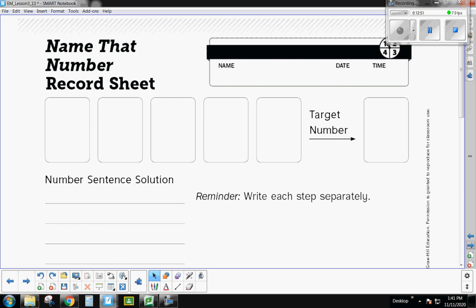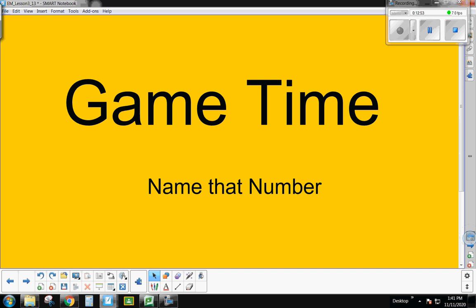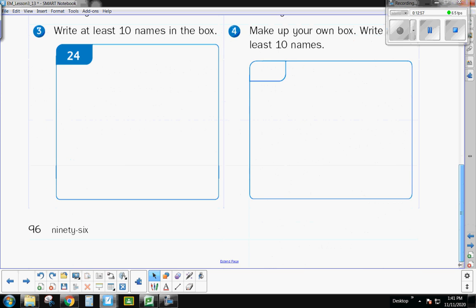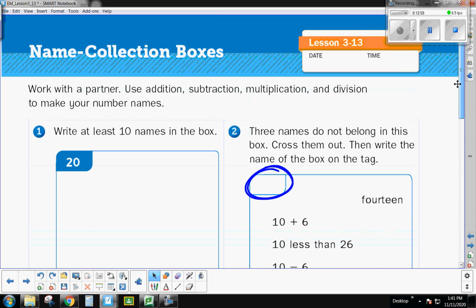All right, so boys and girls, go ahead and go back. If you didn't already do it, go back to your workbook page. And let's see, your workbook page is 96. And go ahead and fill in these name boxes. All right, that is it for lesson 3-13.